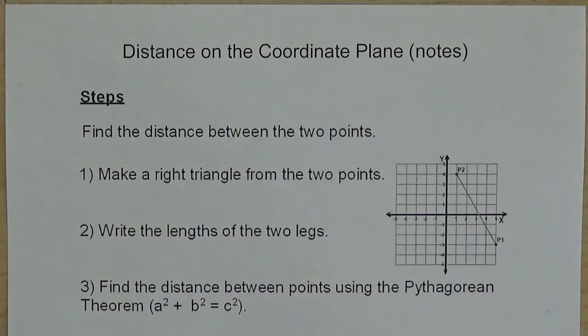Alright, we've got another lesson here on the Pythagorean Theorem. We're going to talk about how you can use the Pythagorean Theorem to help you find distance on the coordinate plane. It says find the distance between the 2 points. So we got point 1 and point 2 here.